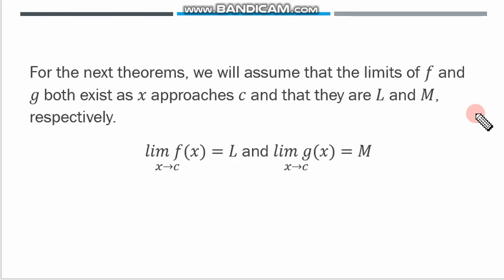For the succeeding theorems, we will assume that the limits of f and g both exist as x approaches c, and that they are L and M respectively. So the limit of f of x as x approaches c, let's label it as L, and the limit of g of x as x approaches c, let's label it as M.